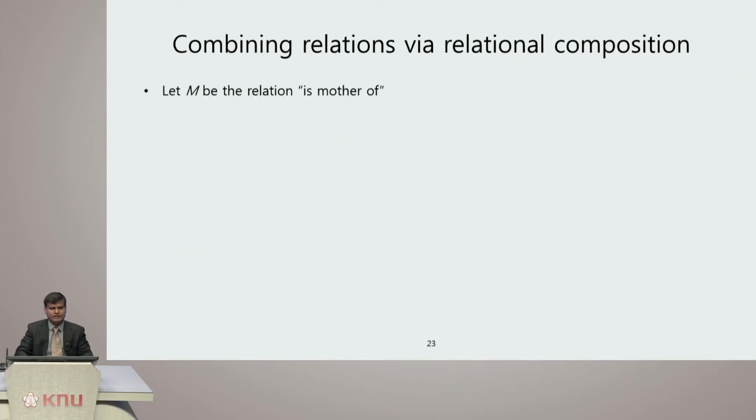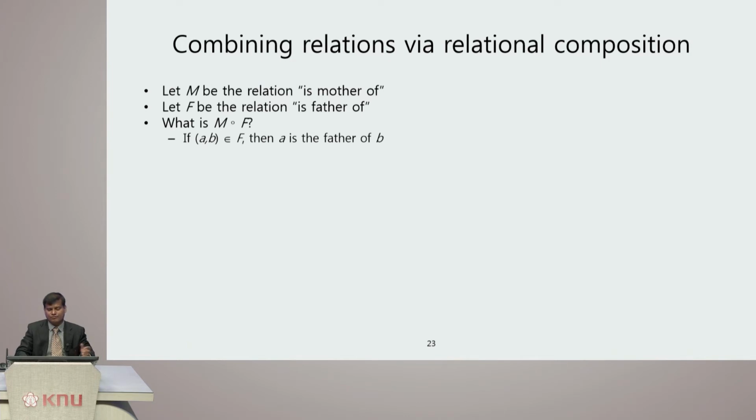As we do that, let M be the relation is mother of, F be the relation is father of, and here we have the composition of M and F, a composite function. If (a, b) is an element of F, then a is the father of b. That is how you develop this composition relation. And if (b, c) is an element of M, then b is the mother of c. So thus M composite F denotes the relation maternal grandfather.